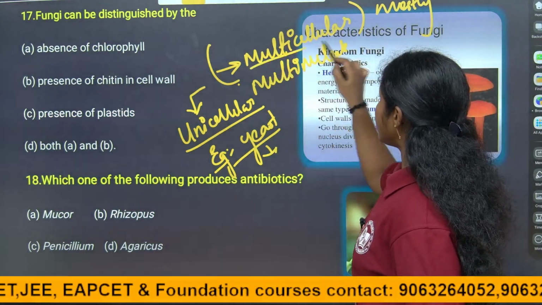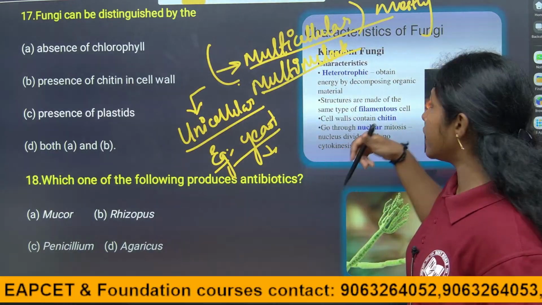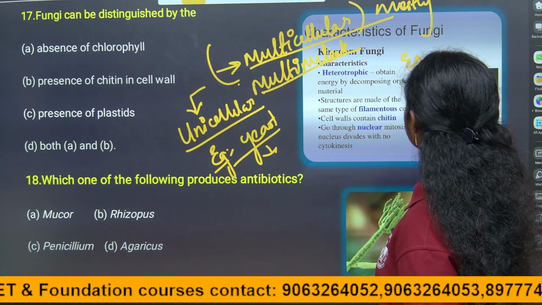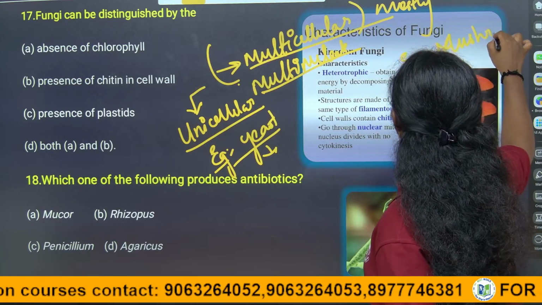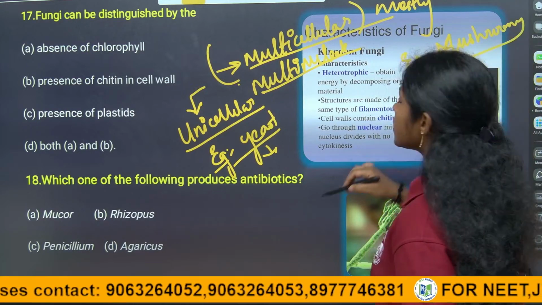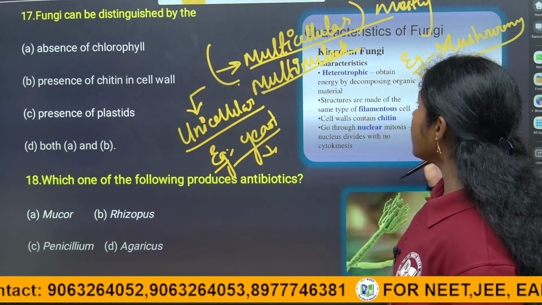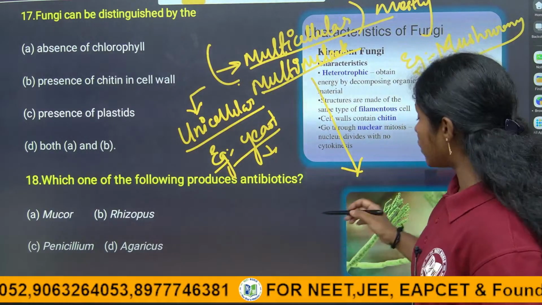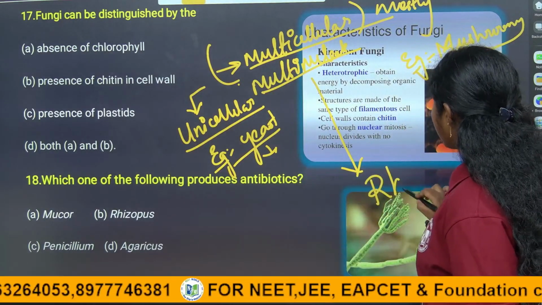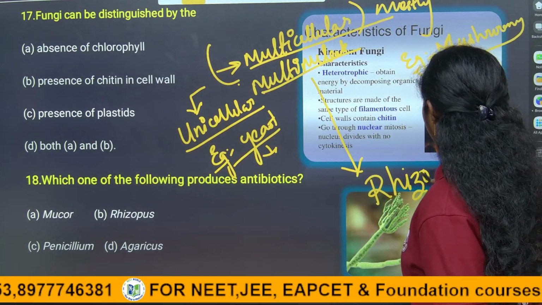So many of them are multinucleate. Examples are mushrooms, right? And some multinucleate ones are microscopic also. A good example for this is Rhizopus. It is a bread mold.